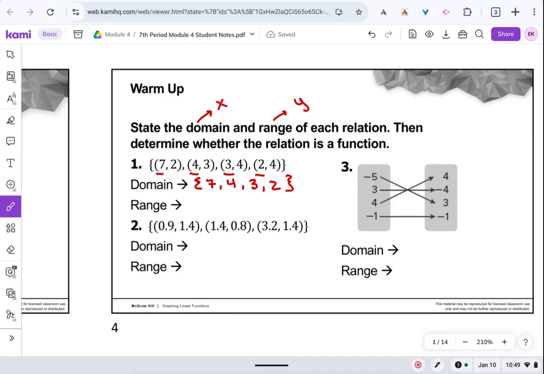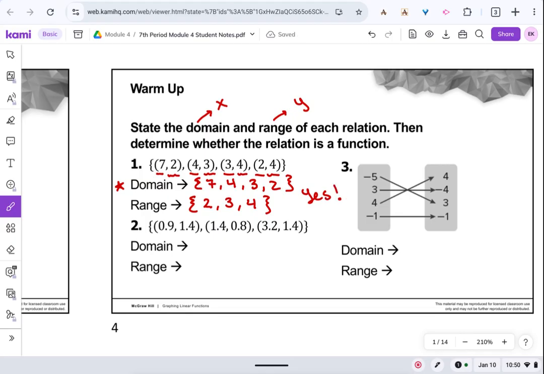And then range is our y value, so that's our second set of numbers here. Again, we're going to start with curly brackets. So 2, 3, 4, and then there's a second 4. But remember, we're just going to write those once in our domain and range list. Again, when we're looking at whether or not a relation is a function, we're going to be looking at the domain piece here. Domain, none of those values repeated, so yes, this one is a function, okay?